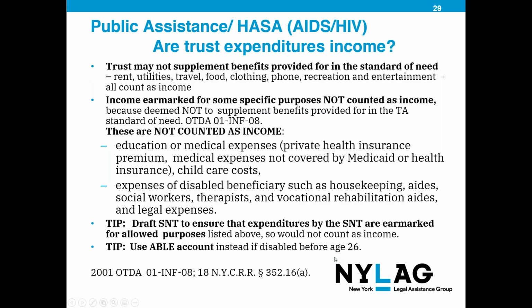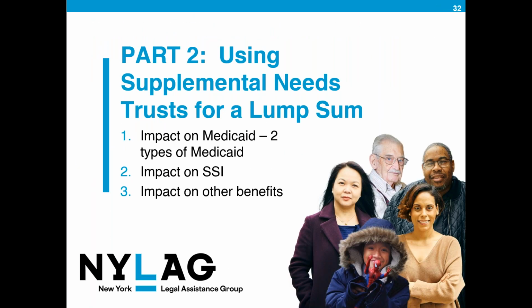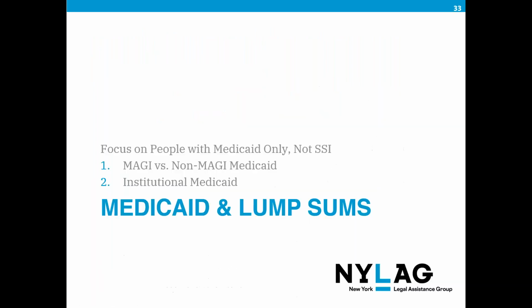All right, and now we'll go on to part 2, which is using SNTs for a lump sum. So we're building on what we learned in the first program. And one thing you learned in the first part is that these rules are not one size fits all. We're going to address each benefit one by one. First Medicaid, then SSI, then veterans, then some of the housing subsidies. The rules are just not the same.